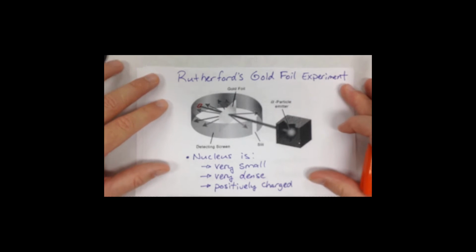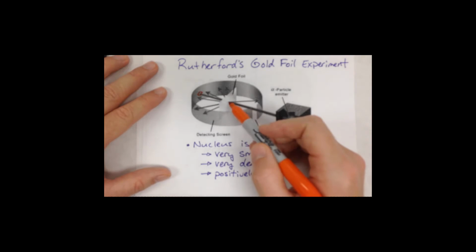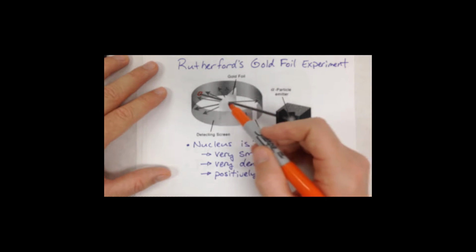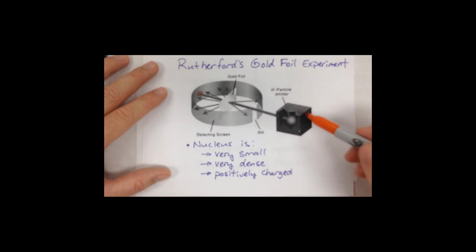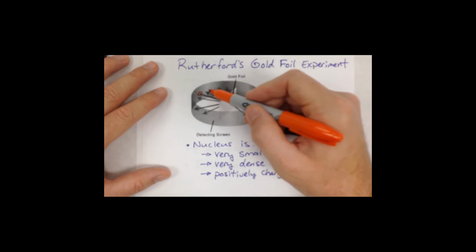From his experiment, what Ernest Rutherford found was that the nucleus is extremely small. Most of them pass through unaffected. It's extremely dense because these alpha particles are very, very heavy, and the only thing that could bounce them backwards in the direction that they came is something extremely dense. So the nucleus is very small, very dense, and is positively charged, as some of these alpha particles were deflected just a small amount.